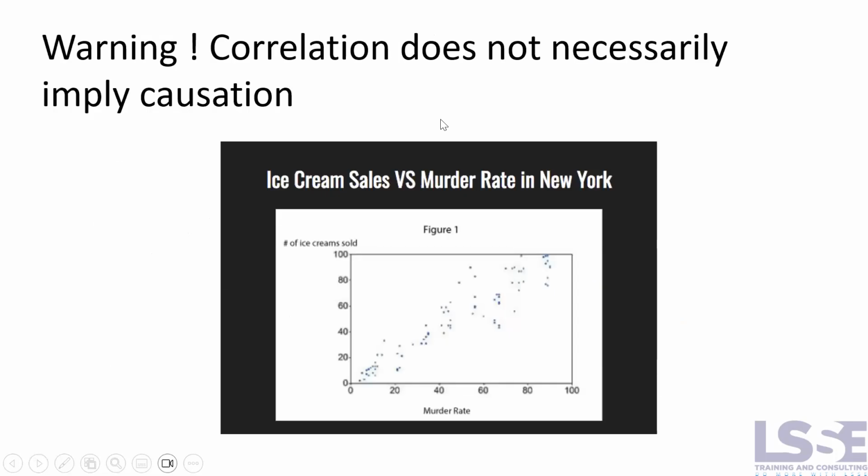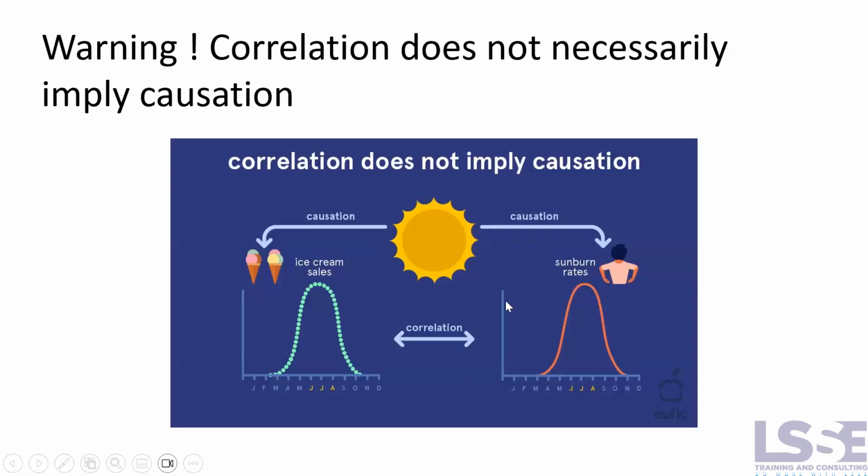Please do remember that if there's correlation, it doesn't necessarily imply causation. For example, this is a scatter plot of number of ice cream sold versus murder rate. It appears in this chart that the higher the murder rate is, the higher is the number of ice cream sold. Does it mean that the number of murders increases the number of ice cream sold? Sometimes when you have a correlation like this, it might be that there's one factor that's actually causing both.